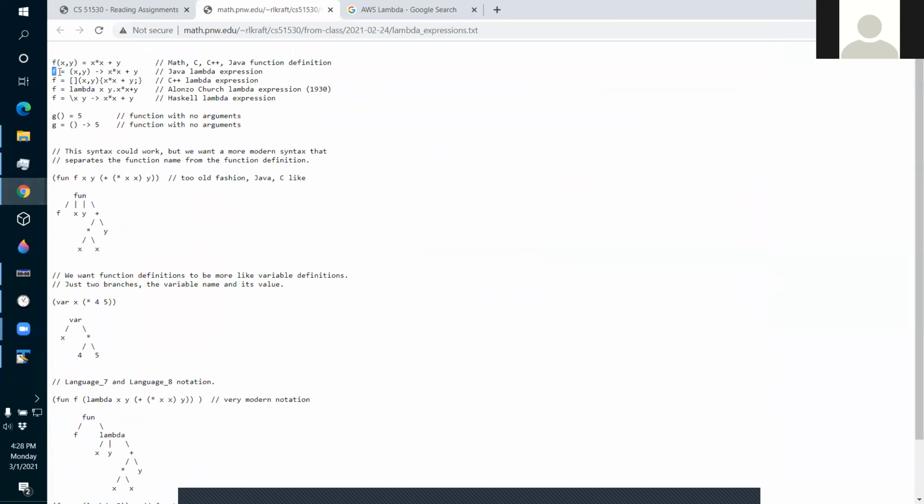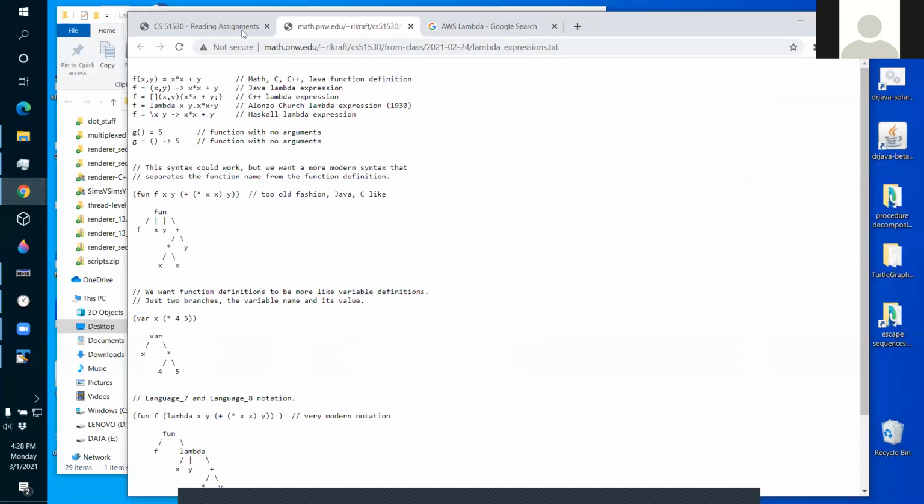The name is abstracted away from what it does. Okay, and there's all the different syntaxes for abstracting the name from what it does. Okay, now let's look at, oh, and I can't overemphasize how important in modern computing these ideas are.